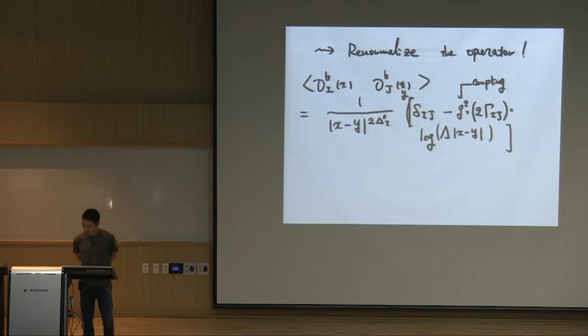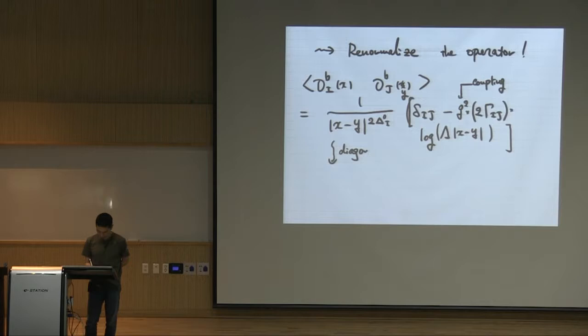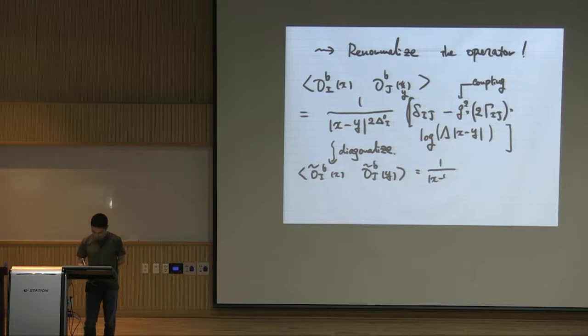And this gamma ij, in general, is non-diagonal, so it defines some non-trivial matrix for the indices i and j. And the idea is to first diagonalize this gamma ij and define new bases of operators. Let's call them O tilde i and O tilde j. And after doing so, the leading term is unchanged, but now you have delta ij in front, and you have 1 minus 2 times g squared gamma i log lambda times x minus y.